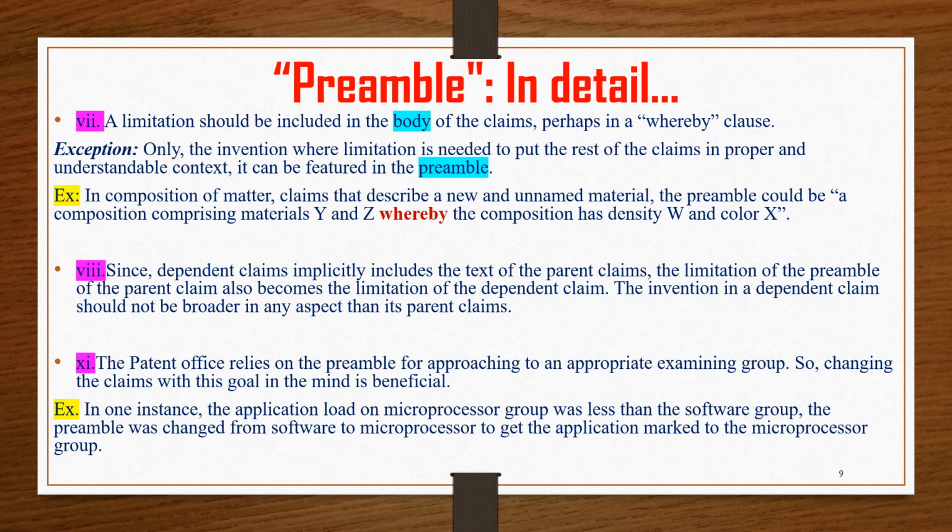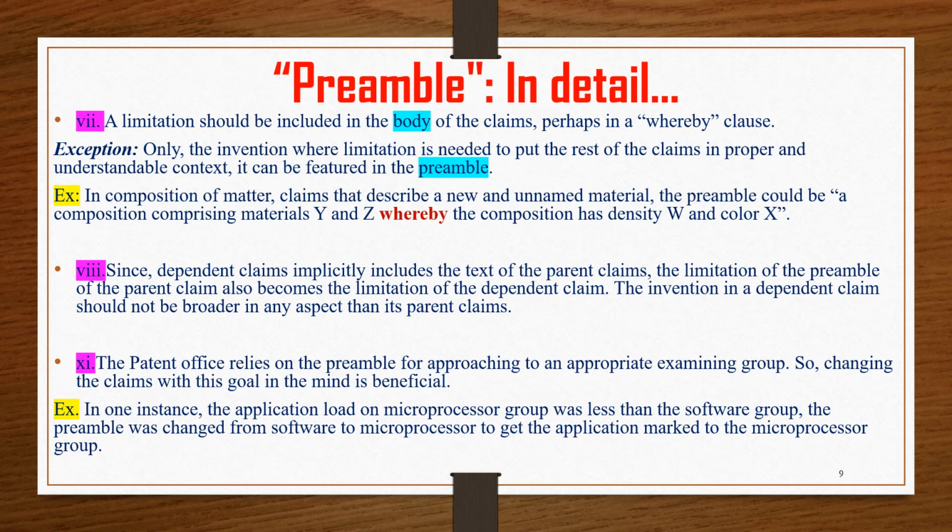Fine. The example is, okay, that means we are giving a physical example so that it will be better to understand. See, the example is in composition of matter, claims that describe a new and unnamed material. The preamble could be a composition comprising materials Y and Z, whereby the composition has density W and color X.